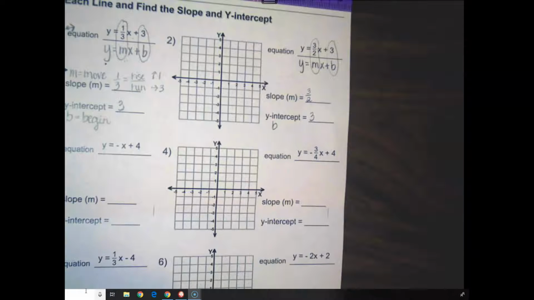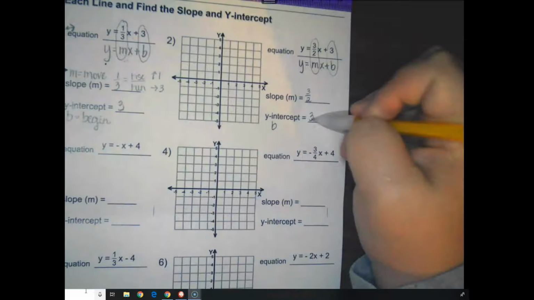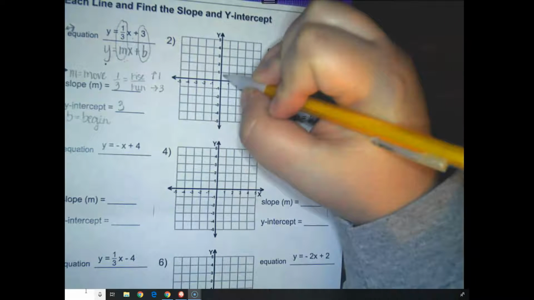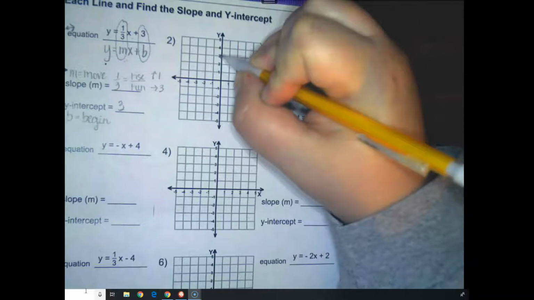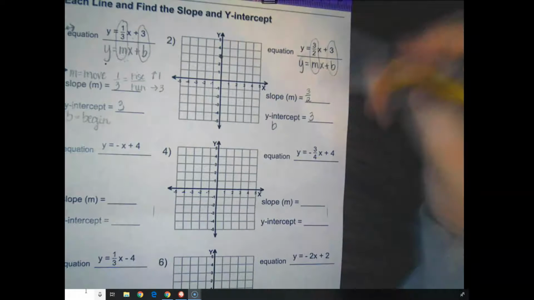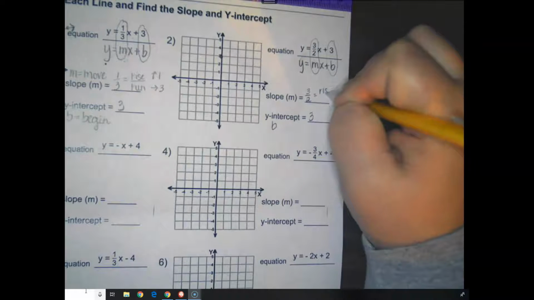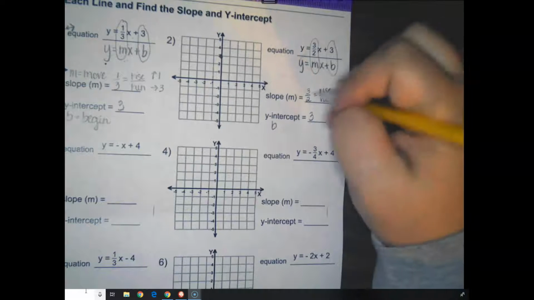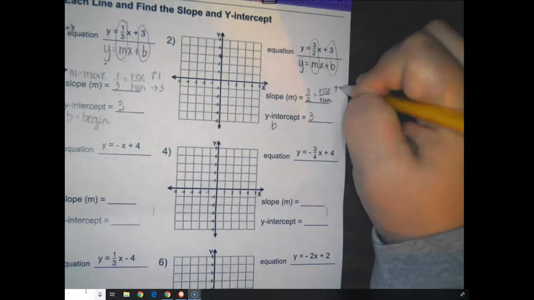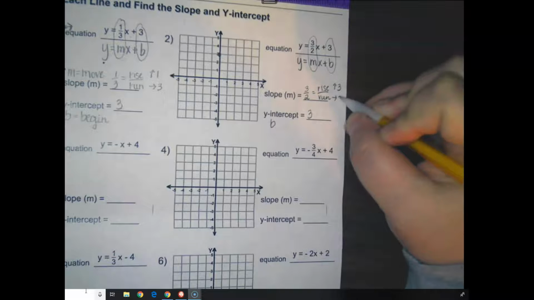One thing I don't like about this page is it did not have b labeled. So remember, b is where we begin. So I'm going to begin at my 3, just like we did on the last one. 1, 2, 3. Put a good strong dot. And I'm going to do my slope. So rise over run. My 3 is positive, so I'm going to go up 3. And my 2 is positive, so I'm going to go to the right 2.